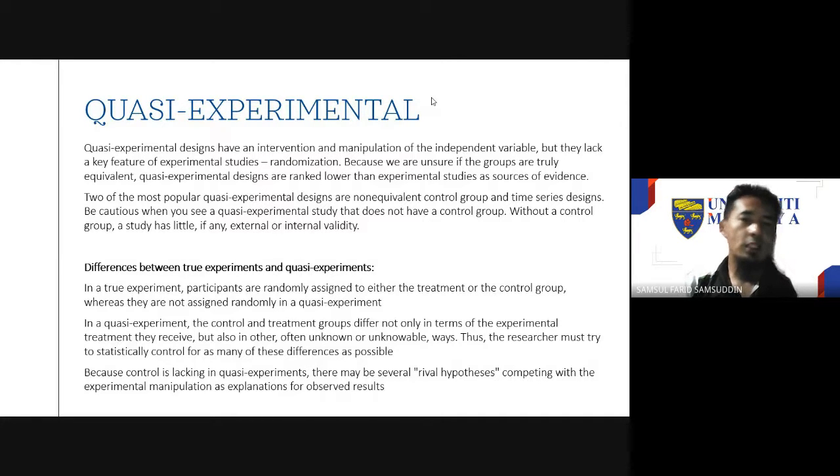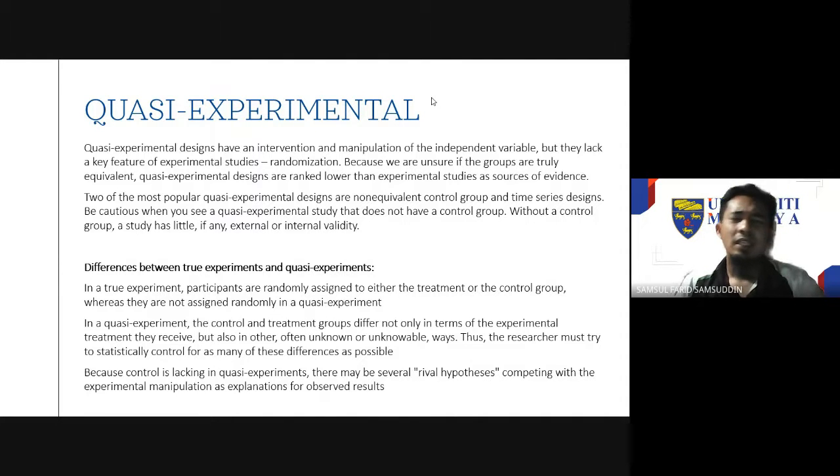But the difference between experiment and quasi-experiment: in a true experiment, participants are randomly assigned to either the treatment or the control group, whereas they are not assigned randomly in quasi-experiment. So this one is in terms of the respondents ataupun the groups. And then in a quasi-experiment, the control and treatment groups differ not only in terms of the experimental treatment they receive, but also in other often unknown or unknowable ways. Thus, the researcher must try to statistically control for as many of these differences as possible.